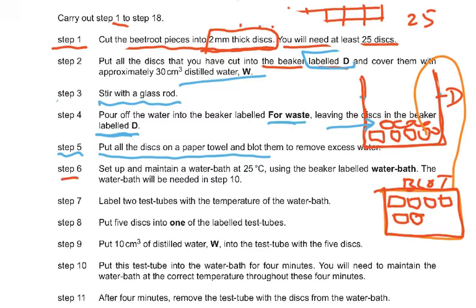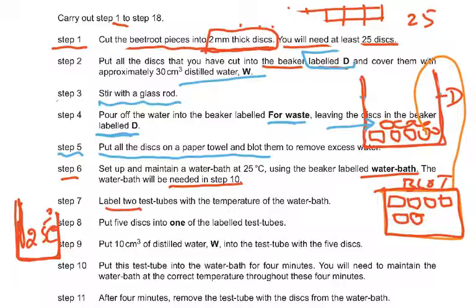Step 6. Now set up and maintain a water bath at 25 degrees Celsius. So we've given you a beaker, you put some water in it, and you maintain this. You have a thermometer in it, and you maintain this at 25 degrees Celsius using the beaker labeled water bath. The water bath will be needed in step 10.